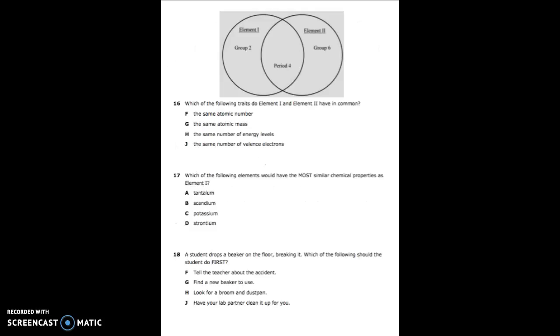Number 17. Which of the following elements would have the most similar chemical properties as element 1? A, tantalum, B, scandium, C, potassium, D, strontium.